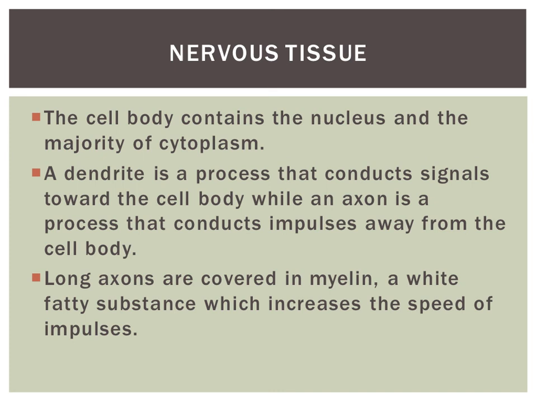Here are the definitions for those, for cell body and for dendrite and axon that we just discussed. Long axons are often covered in myelin. It's a white fatty sheath substance, and this helps to increase the speed of impulses. And we'll talk more about that when we talk about the nervous system.